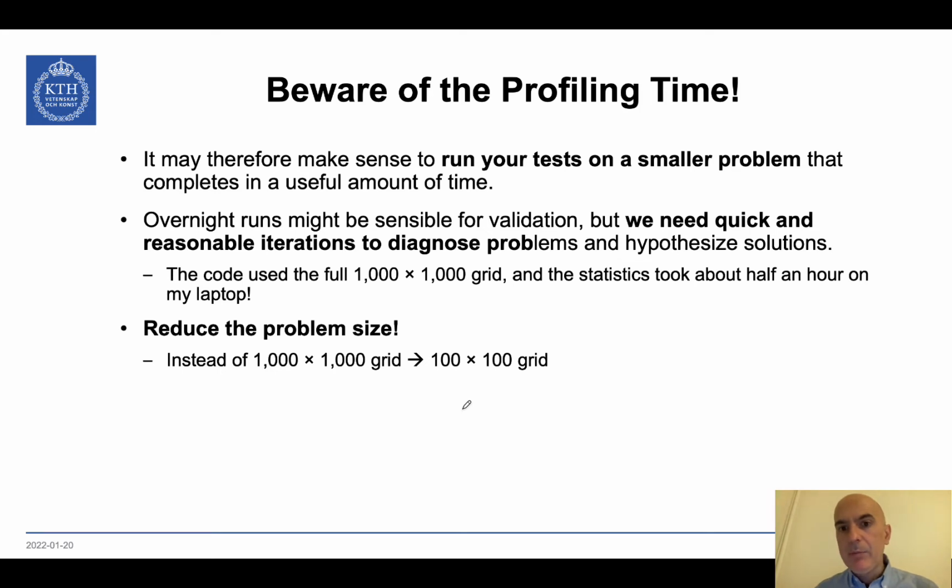As I mentioned already, the memory profiler takes much more time than simple CPU profiling. In many cases we can run for a long time, but most of the time we need a quick and reasonable iteration to diagnose problems and hypothesize a solution. So the code that we have been using so far for the Julia set uses a 1000 by 1000 grid. Remember that we gave the function the argument 1000. And the memory profiling took about half an hour on my laptop.